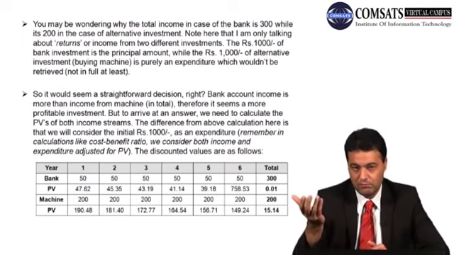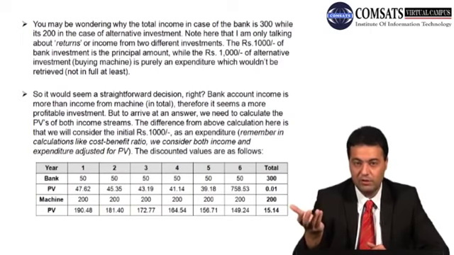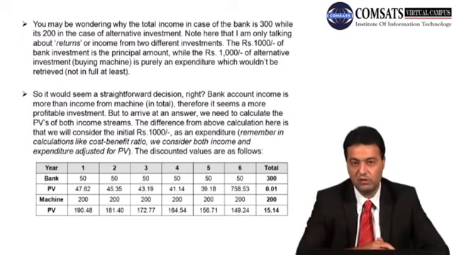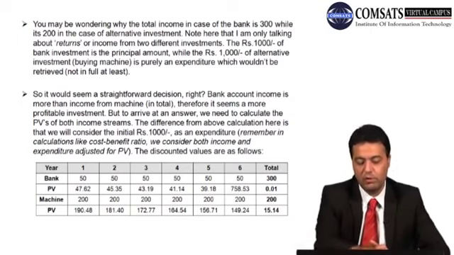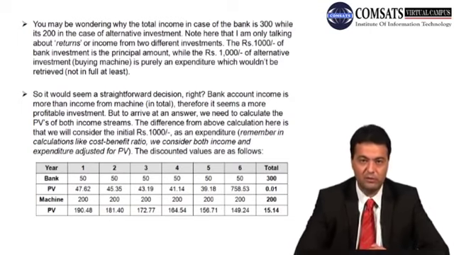The 1000 rupees that we kept in the bank account, in the case of present values, would also be considered expenditures. So from the income, if we add up all these present value numbers and take it out from the expenditures, from the 1000, what we are left with is almost 0.01.